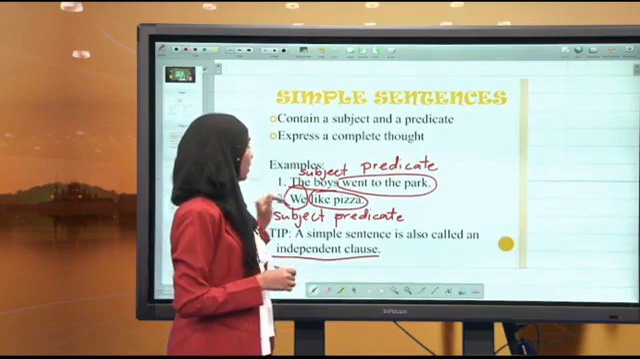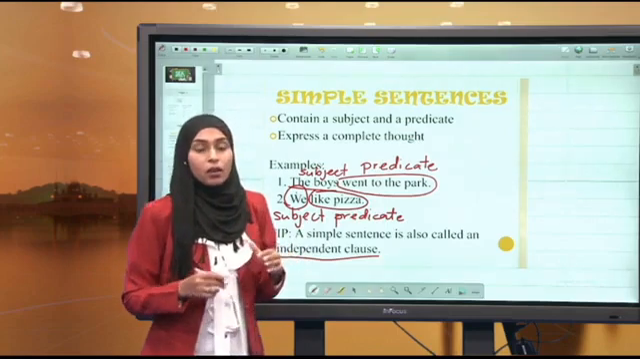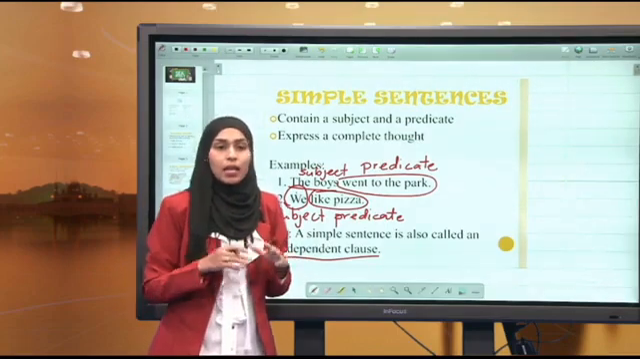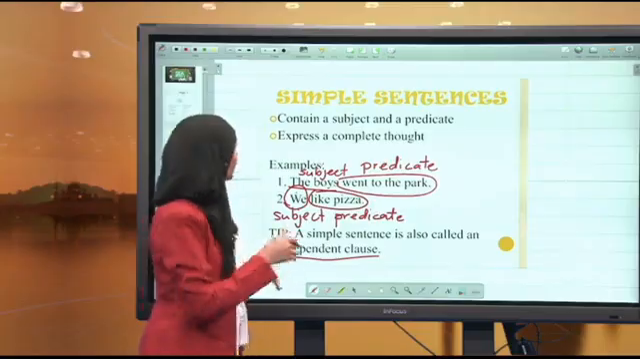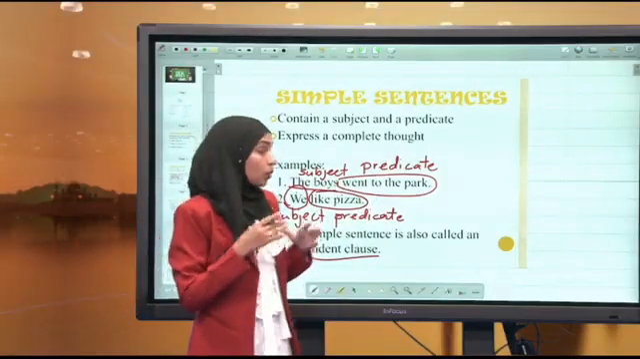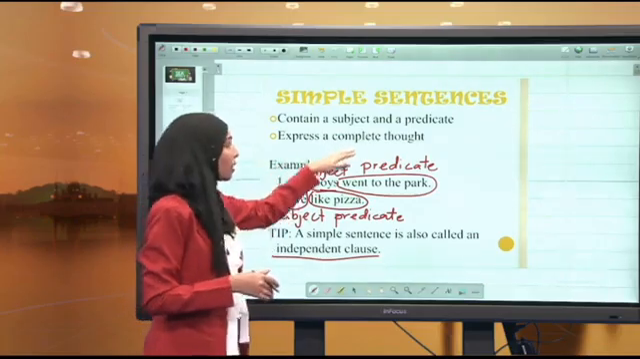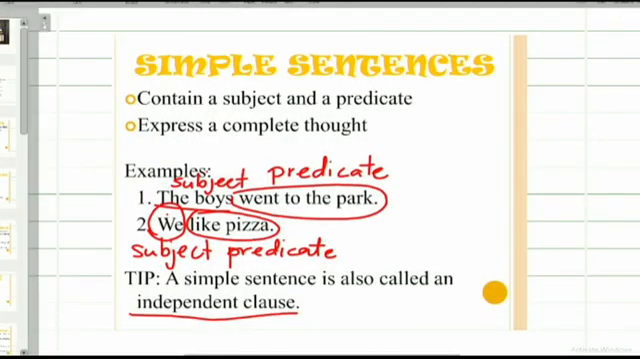So if we're looking at the sentence, the boys went to the park, that there is an independent clause. It can stand on its own. We don't need any additional information there. And it expresses a complete thought as well. So I want you to write a couple sentences in your spare time, identify the subject, identify the predicate, and you will know you are correct if you have expressed a complete thought. And you must include your subject and predicate as mentioned. Okay?